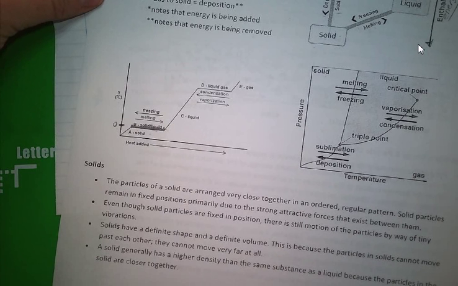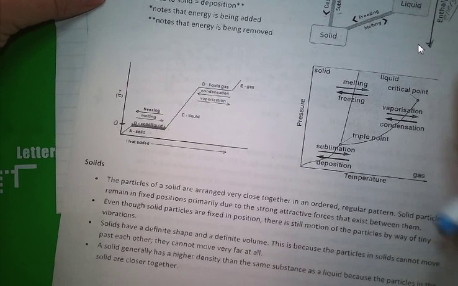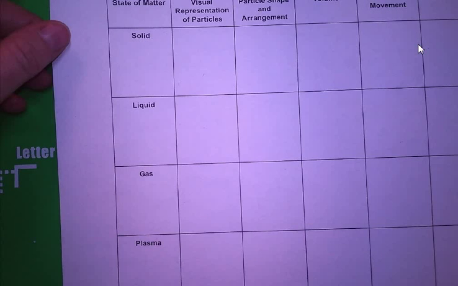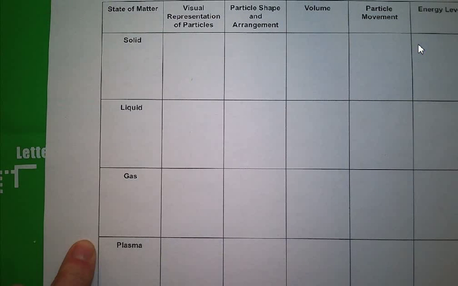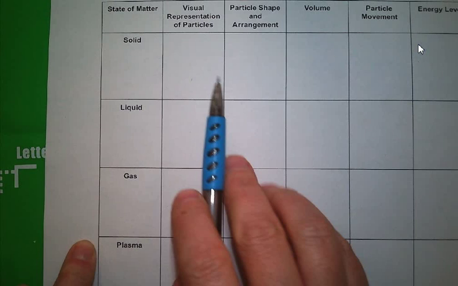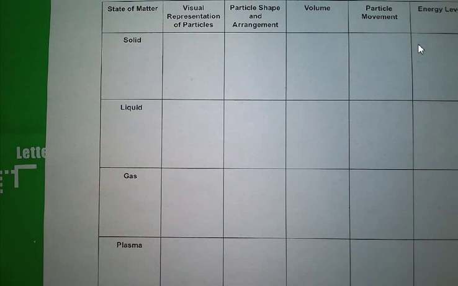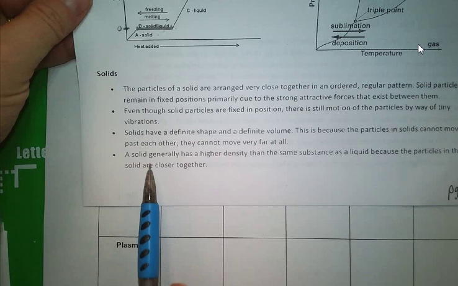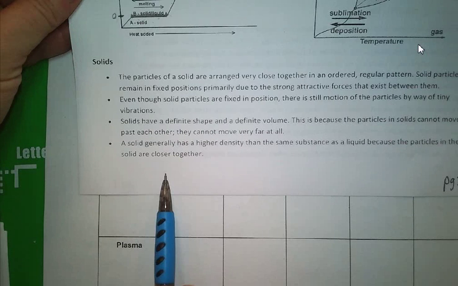And what we also did is this sheet here. This is what we had for homework. This chart goes through the 4 states of matter and talks about what's happening in each state of matter. What we're going to look at is the solids, and I'll put another link to this tomorrow. So you've got solids, and you're going to find the information here.